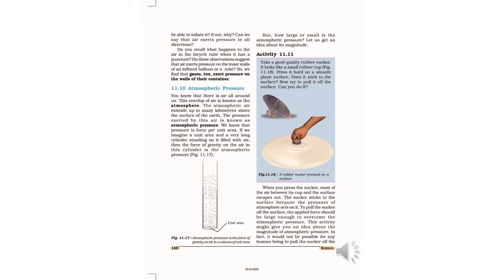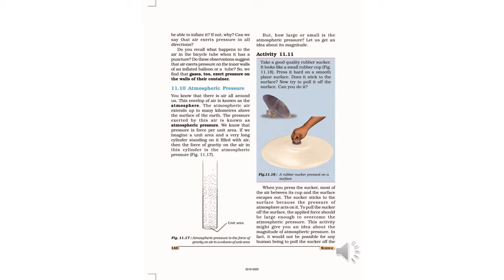So this we can prove with an activity. How large or small is the atmospheric pressure? We will get an idea about its magnitude. So one activity is given to find out the atmospheric pressure, to understand the effect of atmospheric pressure on an object. For that, what we will have to do is take a good quality rubber sucker.